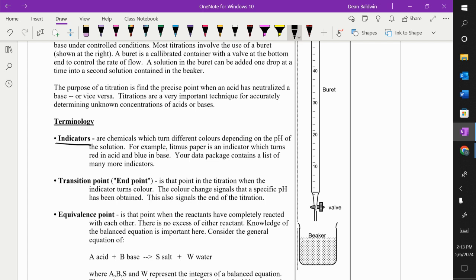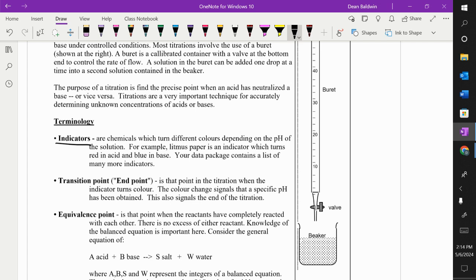So indicators are just chemicals that change color depending on the pH. That's why we use phenolphthalein, because when it becomes basic, it turns pink. The transition point, also known as the end point, is when the indicator turns color. So in all the ones we've done, it's when it goes pink. Some people it's light pink, some people it's dark pink.